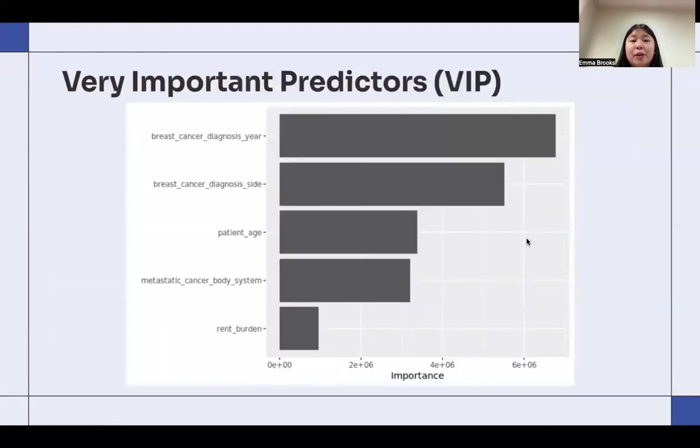So our very important predictors, these were some of the most important predictors for our predictions. We have breast cancer diagnosis year, which we looked at, breast cancer diagnosis side, which we also looked at, patient age, metastatic cancer body system, which we looked at, and rent burden. And rent burden is a characteristic of the zip code location, and it is the median rent as a percentage of the median renter's household income. So these are very important factors to look into for patients.